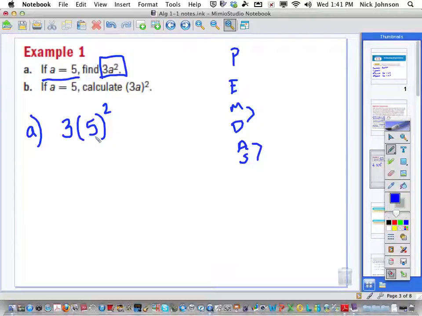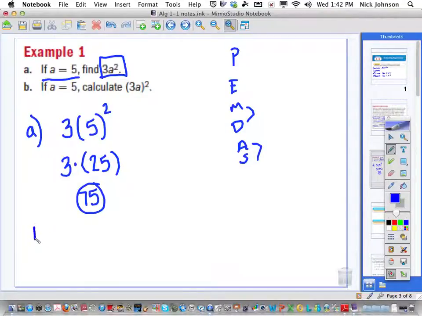Do I have an exponent? Yes, there's an exponent on this 5. Well, what is 5 squared? Everybody should be telling me that it is 25. Then I do my multiplication and division from left to right. Do I have multiplication? Yes. Side by side means multiplication. There's an imaginary multiplication symbol right here. What's 3 times 25? Well, I get 75. I know I'm done because there are no other operations that I can do.